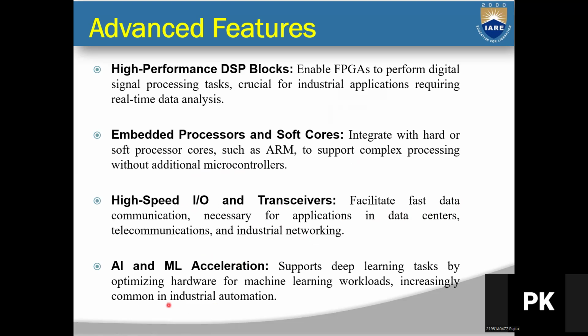And we have one more feature known as AI and ML acceleration. This is machine learning and artificial intelligence acceleration. This feature supports deep learning tasks by optimizing hardware for machine learning workloads, increasingly common in industrial automation. So this is the advancement of FPGA.